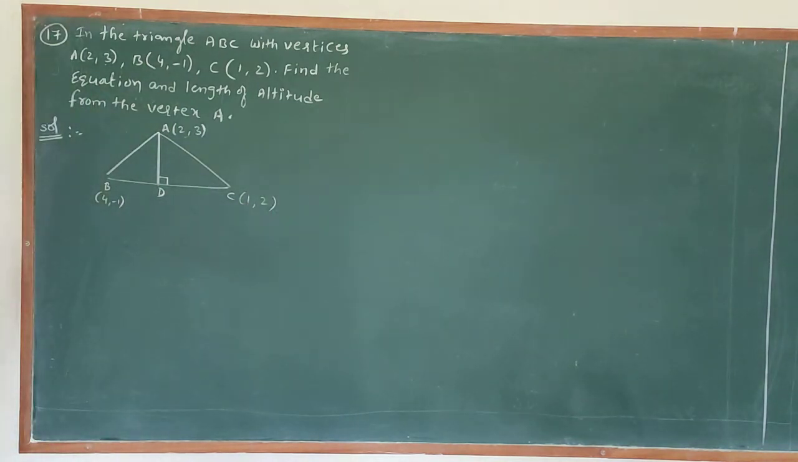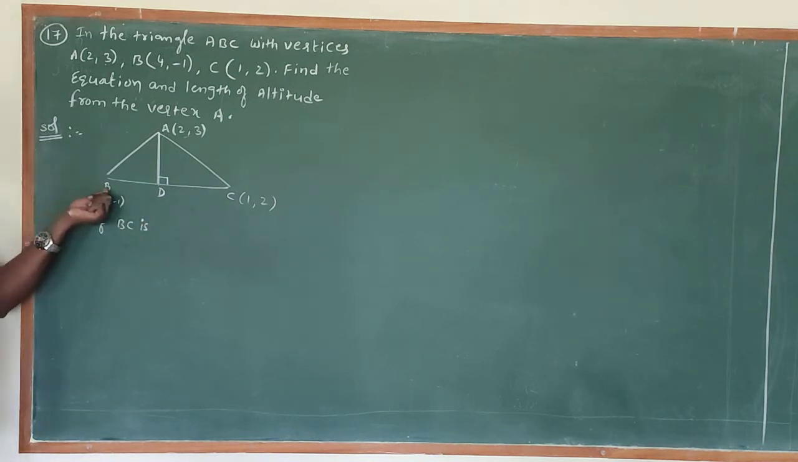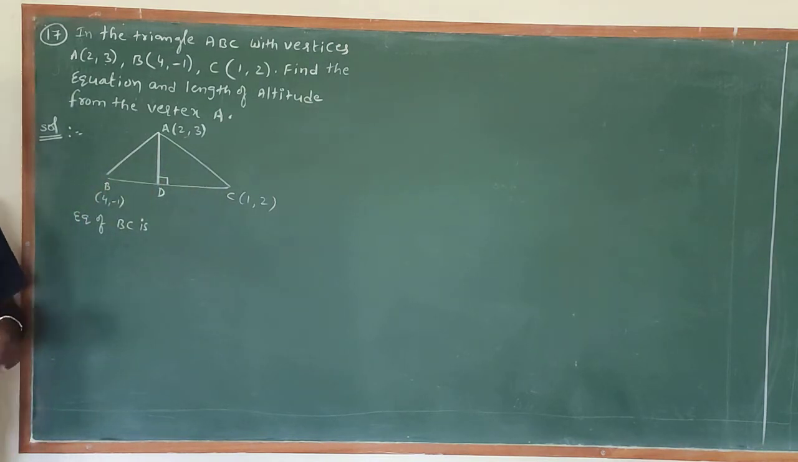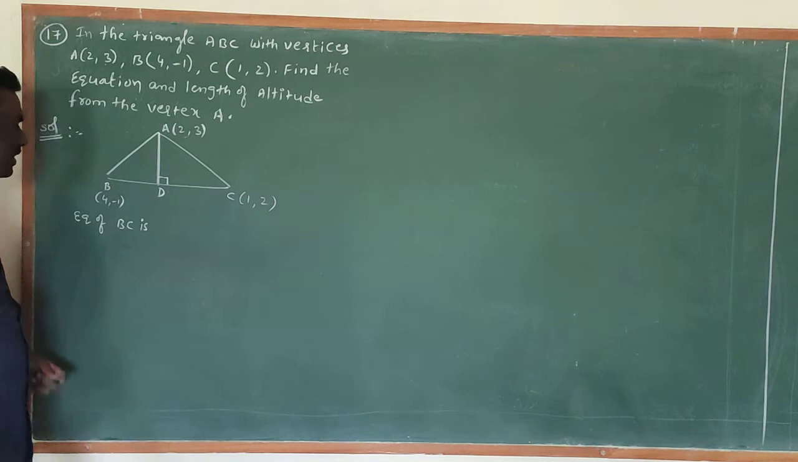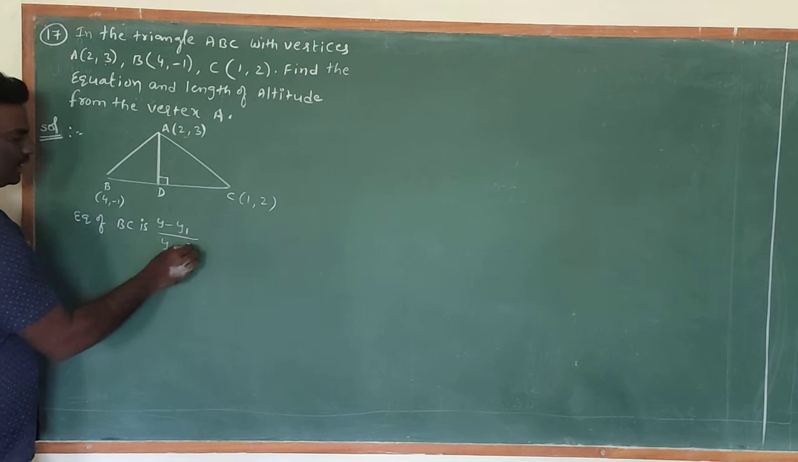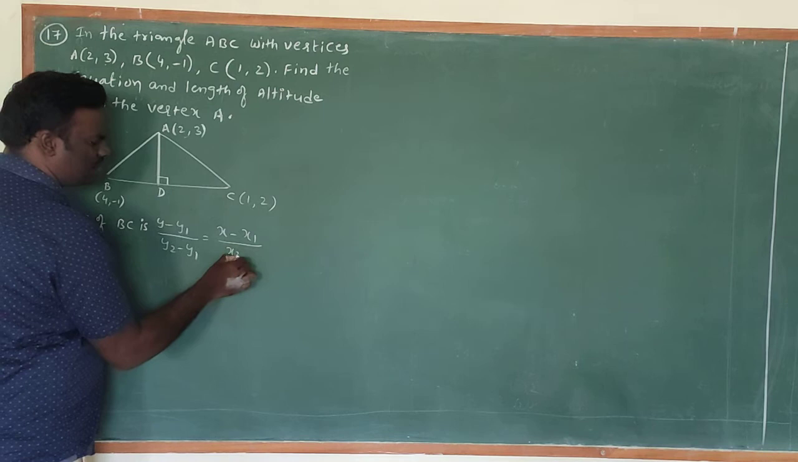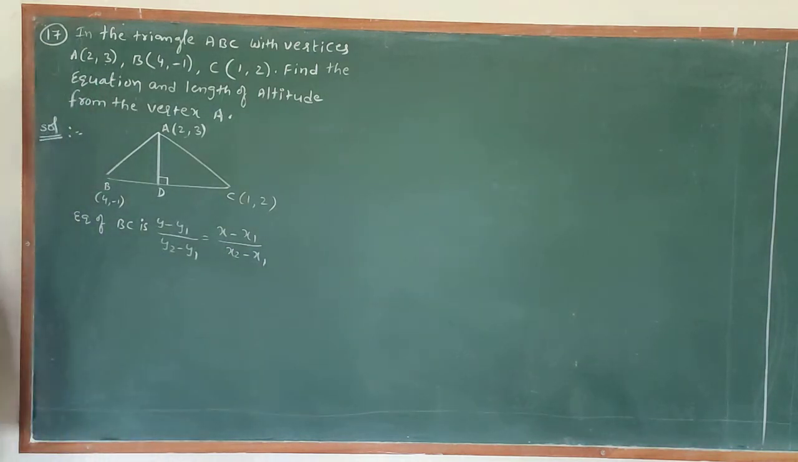Okay. Now how to find length? To find length, first I am finding the equation of BC. Already we know B point and C point. If you know 2 points, how to find equation of line? (y minus y1) by (y2 minus y1) is equal to (x minus x1) by (x2 minus x1). This is the formula for equation of BC.